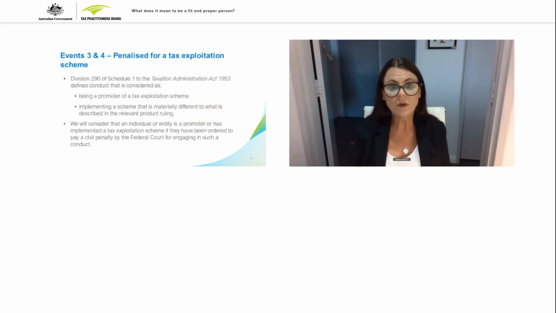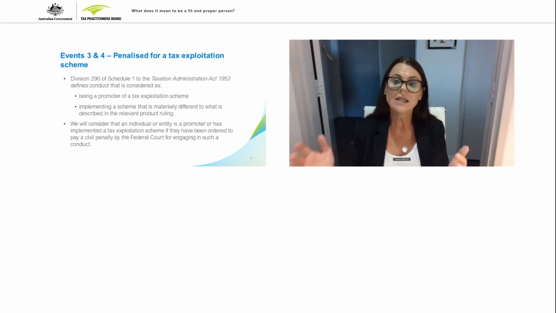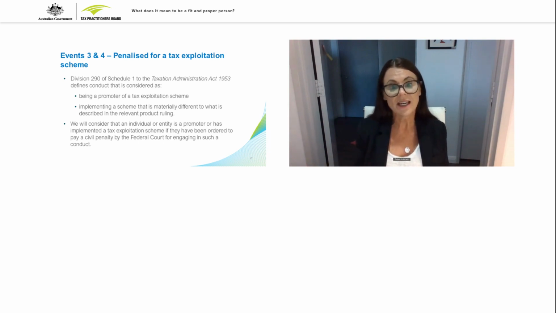Events 3 and 4 are being penalised for a tax exploitation scheme. So Division 290 of Schedule 1 to the Tax Administration Act 1953 defines conduct that is considered to be a promoter of a tax exploitation scheme, and implementing a scheme that is materially different to what is prescribed in the relevant product ruling.